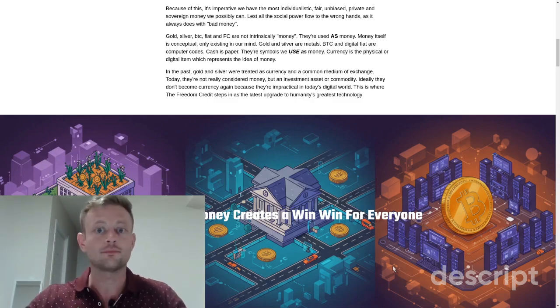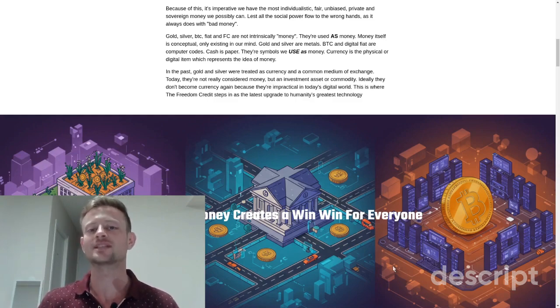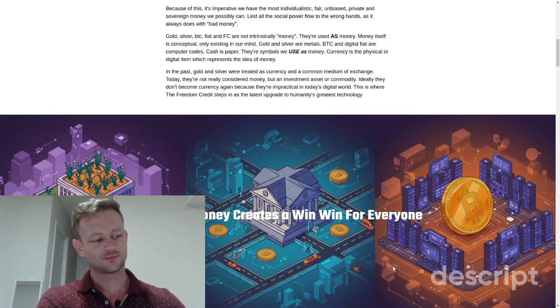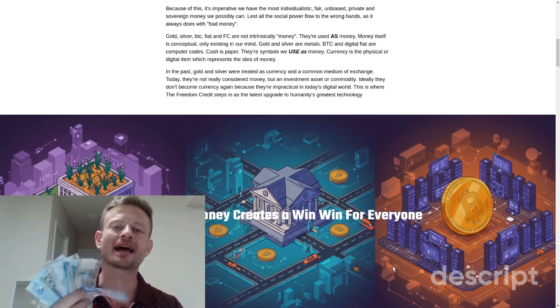Gold and silver are metals. Bitcoin and digital fiat are computer codes. Cash is paper. They're symbols we use as money. Pull out some cash. This is Peruvian money. Soles, it's called. But really, this is just paper.